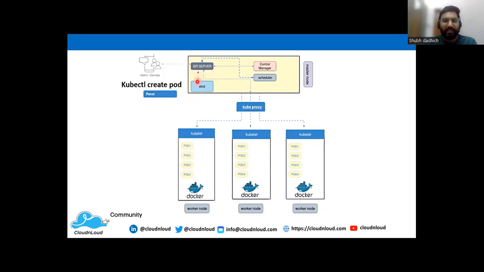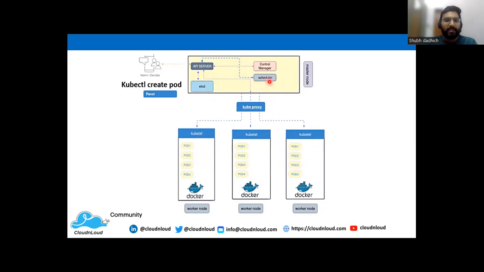Let us understand the workflow of API server with a simple example. Let's say you executed a command kubectl create pod. The kubectl will always communicate to the API server. The API server will authenticate the user and validate the request. Then it will go to the etcd and store the information in the etcd. After that, it will go to the scheduler to schedule a pod in the respective worker node.